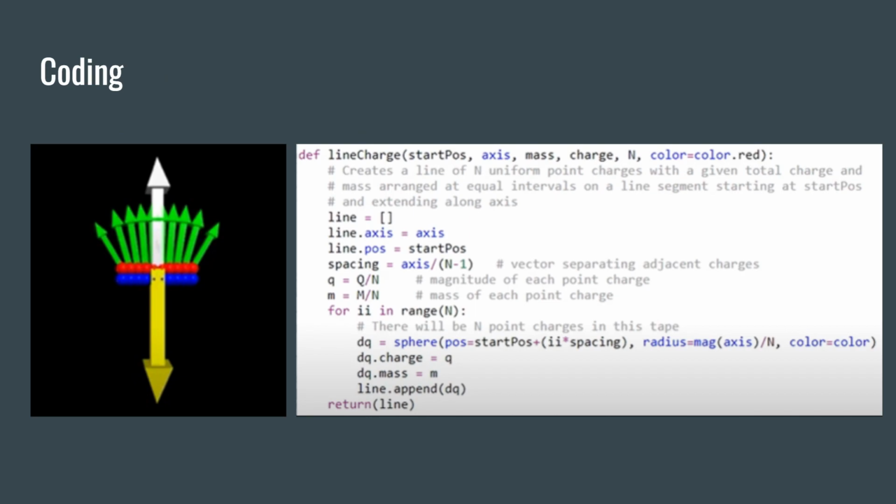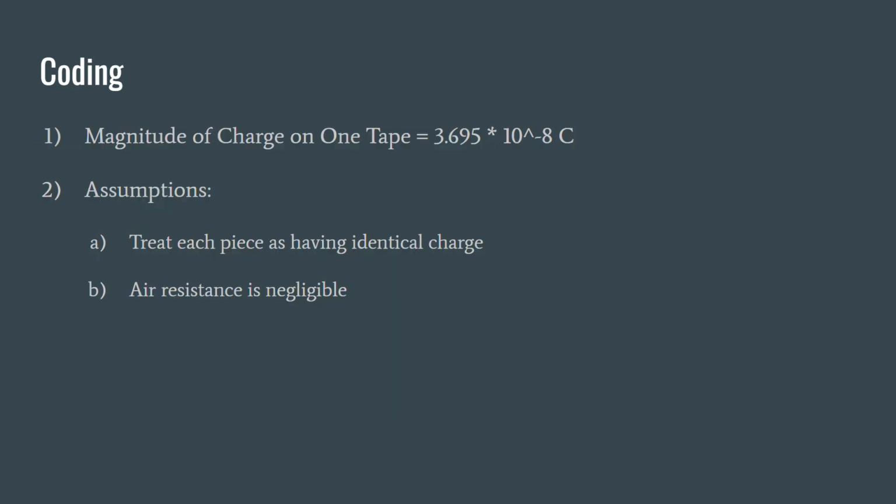The majority of this lab comes in the coding, where we used a new code that simulated the line itself, which you can see on the left, where we did almost an integral of all of the different possible places on the tape repelling against the other. This time, we found that the magnitude of the charge on one tape was 3.695 times 10 to the negative 8 coulombs. Our assumptions were the same, except we didn't treat it as a point charge this time, and that is very important. That is the entirety of lab 2: treating it as the full length itself.